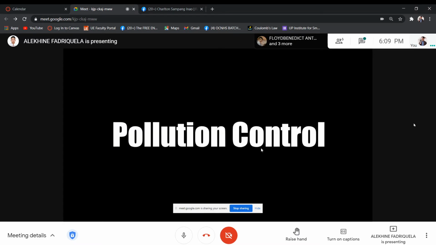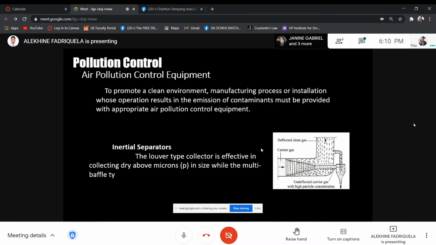Let's go with pollution control. Air pollution control equipment. To promote a clean environment, manufacturing processes or installation whose operation result in the emission of contaminants must be provided with appropriate air pollution control equipment.